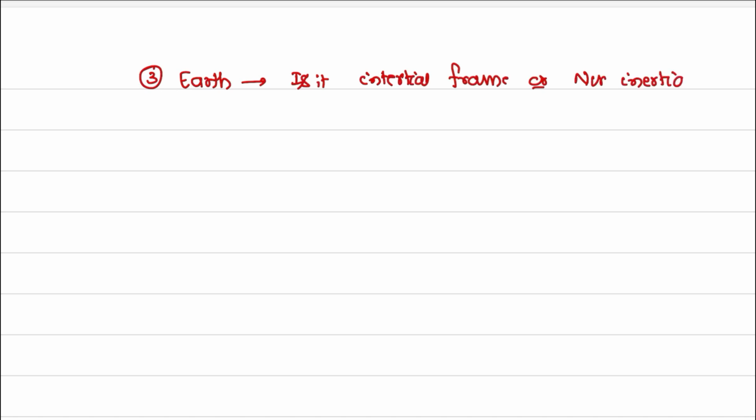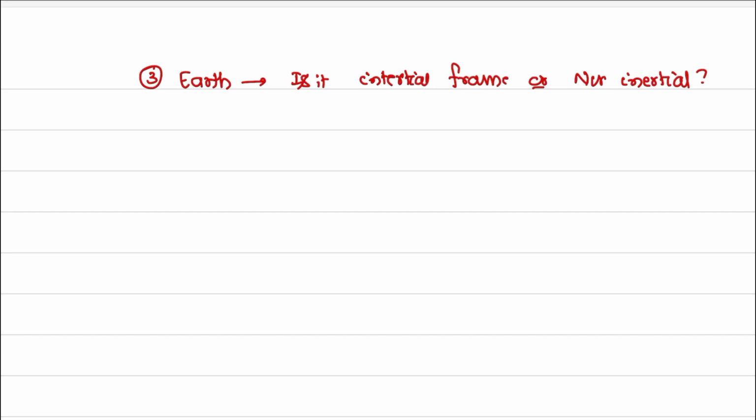Now, the big question comes, the Earth as we see, we feel it is constant. If we take Earth as the reference, is it an inertial frame or non-inertial? Earth is non-inertial in a literal sense because it is rotating. Because it is rotating, it's non-inertial, rotating in a curve.